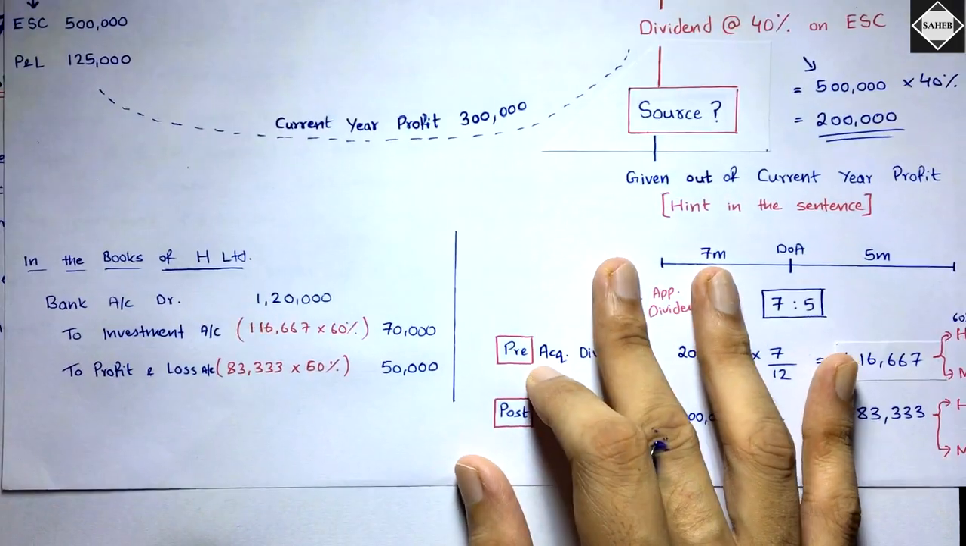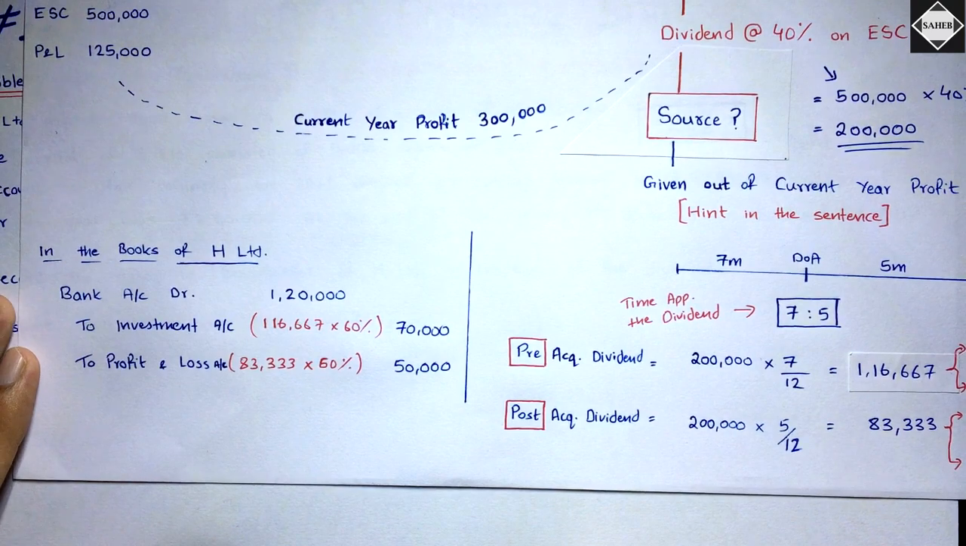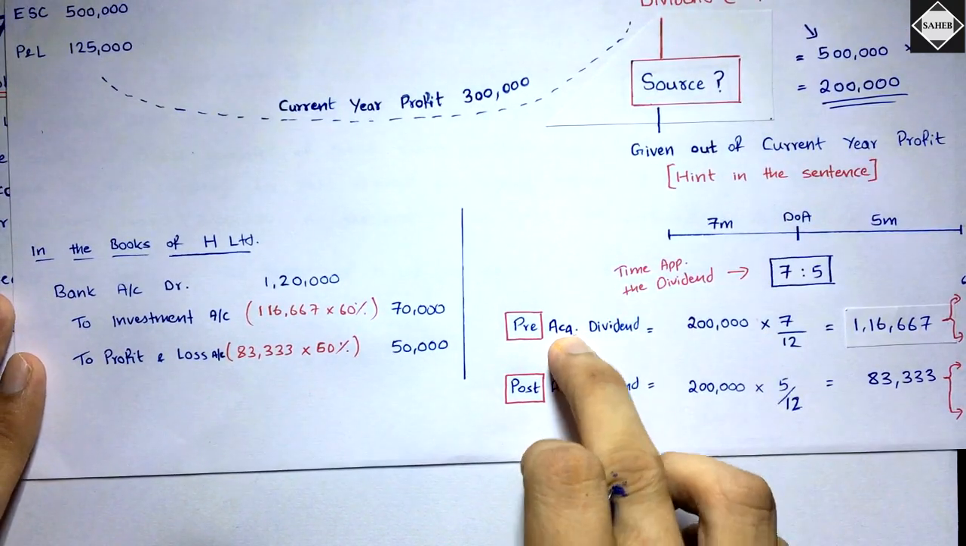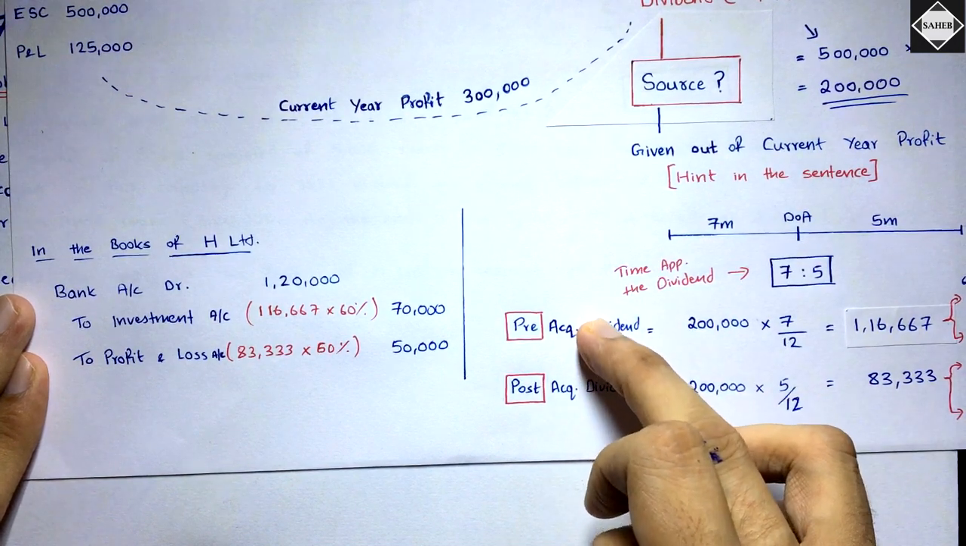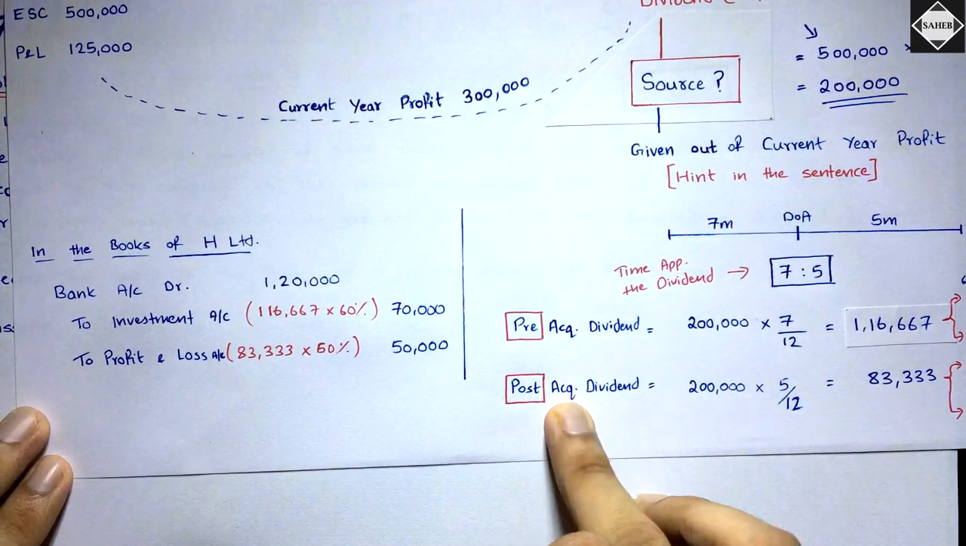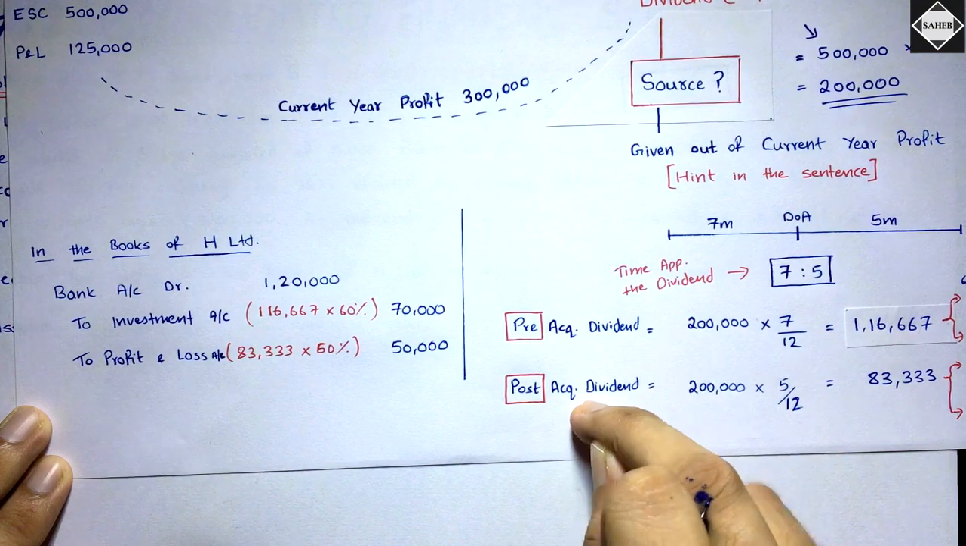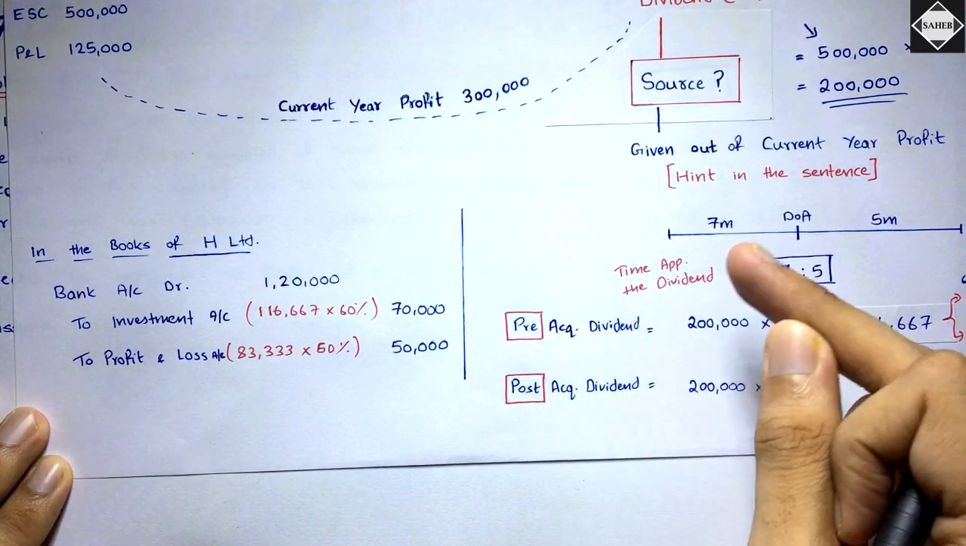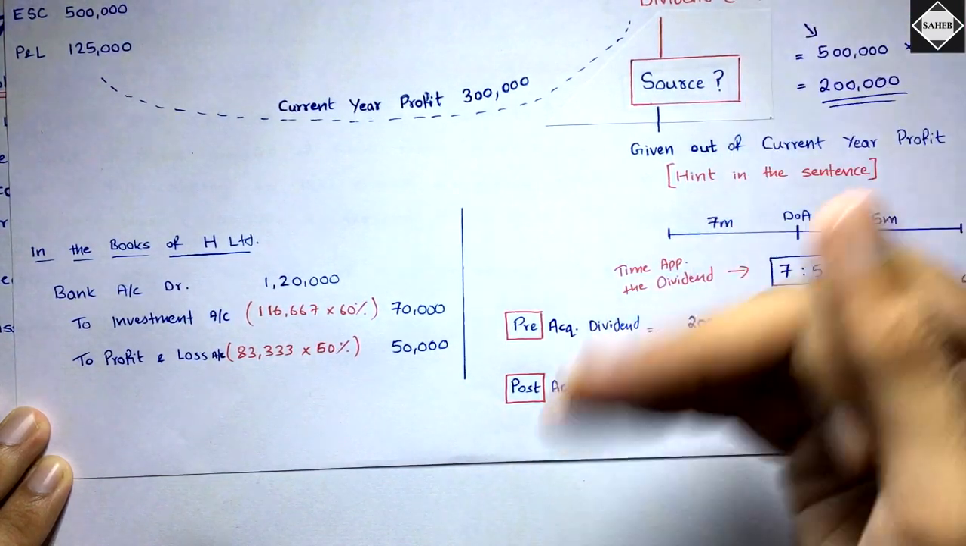The journal entry is very simple. You all know the journal entry. I have already explained it in the dividend adjustment video. What is the journal entry? Pre-acquisition dividend is the recovery of the cost for the holding company. Post-acquisition dividend is simple income which will go to profit and loss. But pre-acquisition dividend will go to the investment account. You will reduce the cost of investment.